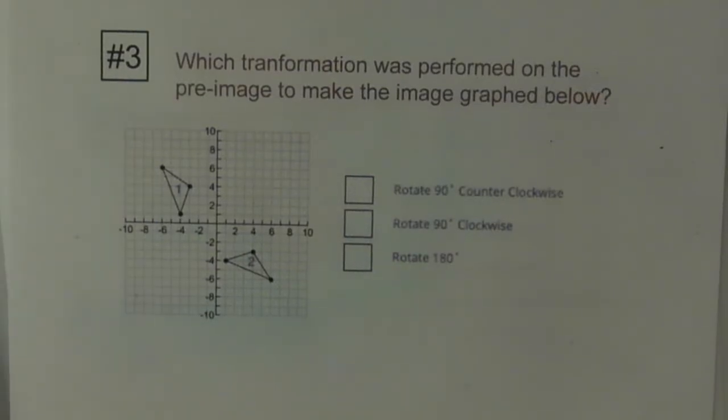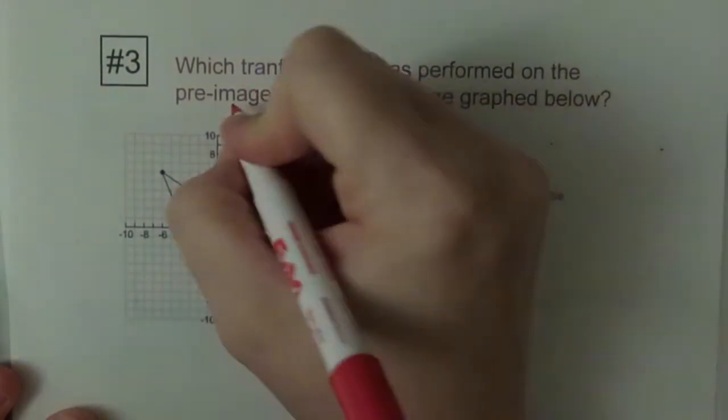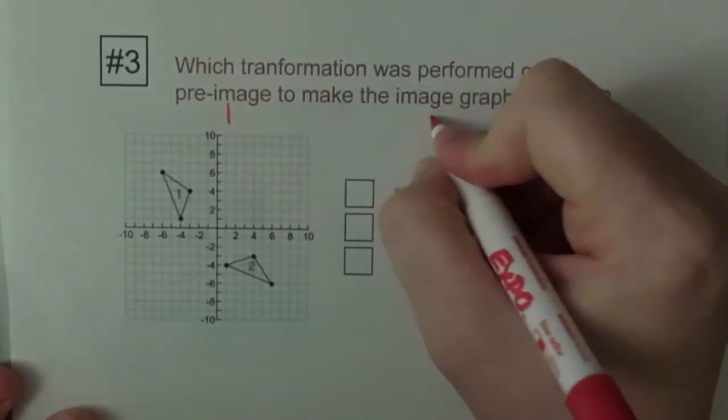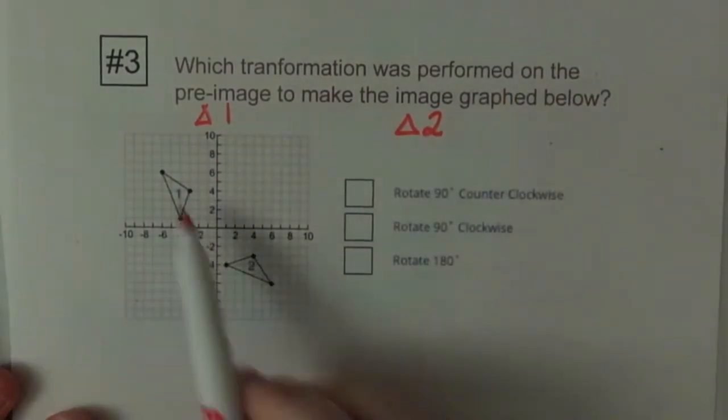So this is number 3 off of the review. Which transformation was performed on the pre-image to make the image graphed below? Again, there's 2 triangles. The pre-image is 1, the image is 2. I should have made sure to include that, but triangle 1 would be the pre-image, and triangle 2 is the new one.